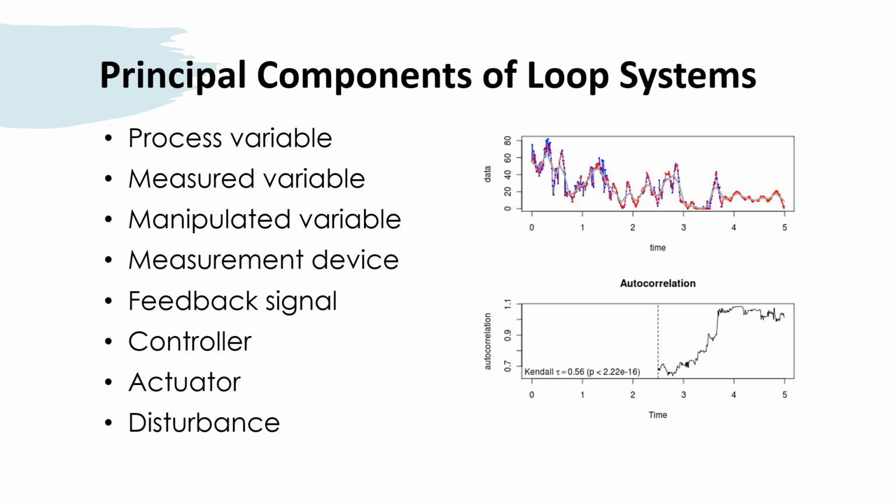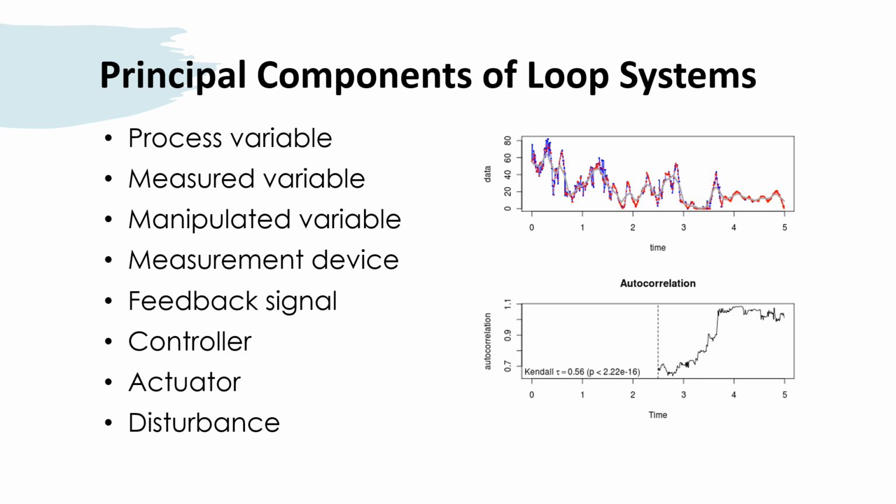The following are the principal components of loop systems. Process variable. This is the variable that is maintained and controlled in the manufacturing or industrial process. Measured variable. This is the controlled variable at the point when it is actually measured. Manipulated variable. A variable that can be changed by an actuator or controller based on certain parameters.